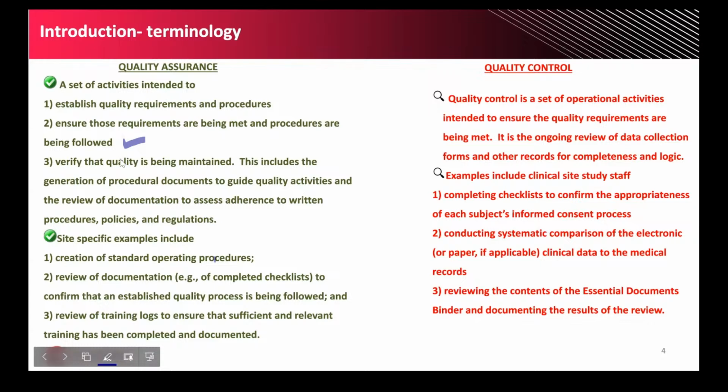Then there is also a need to verify that the quality is being maintained. This will include generation of procedural documents, which will guide the quality activities, and also the review of the documents to assess adherence to the written procedures, policies, and regulations. So to verify how quality is maintained, we require documentation of the written processes, policies, and regulations. Then there is going to be tracking of whether our teams are trained. Hence, in organizations, you would often see that compliance towards SOPs and work instructions is very closely monitored because that is the requirement of your quality.